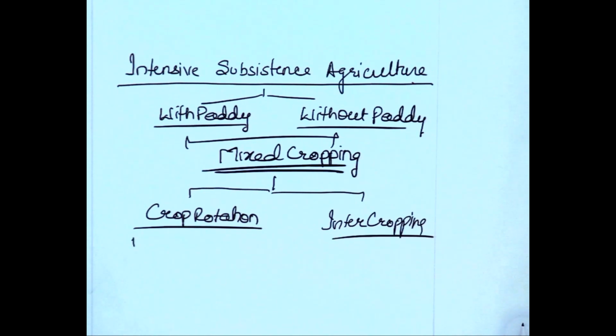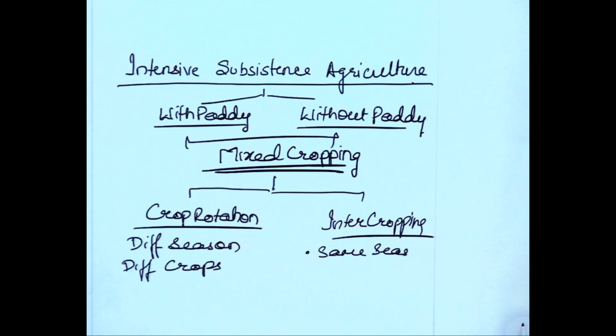Crop rotation stands for different season, different crops. Intercropping stands for same season, same field, more than one crop.